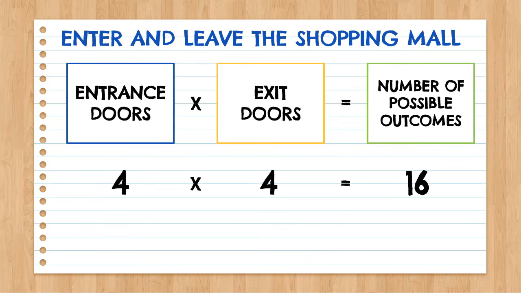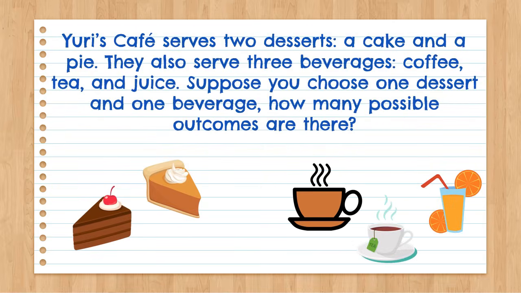Here's the example. Yuri's Cafe serves 2 desserts, a cake and a pie. They also serve 3 beverages, coffee, tea, and juice. Suppose you choose 1 dessert and 1 beverage. How many possible outcomes are there?